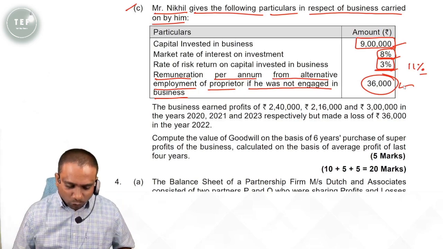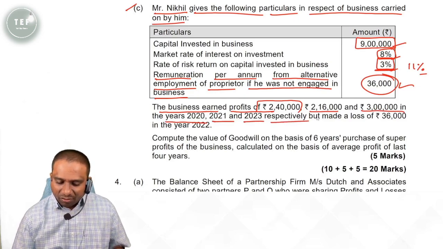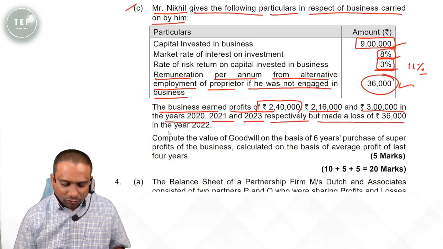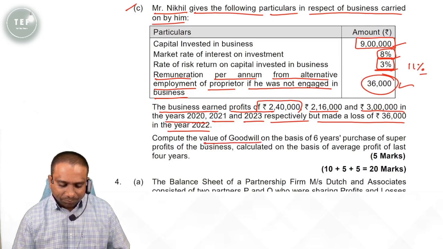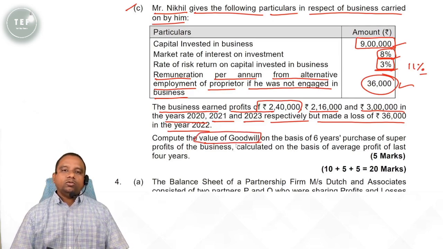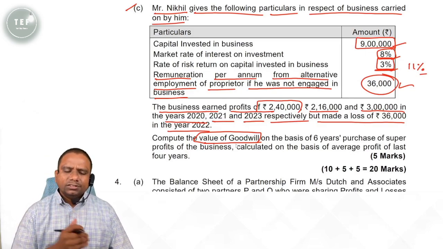To remember. Next one. The business earned profits of 2,40,000, 2,16,000 and 3 lakhs in the years 20, 21, 23 respectively, but made a loss of 36,000 in the year 22. Compute the value of goodwill. This is valuation of goodwill, students. For valuation of goodwill, we have three methods, no? Four methods, whatever you call.